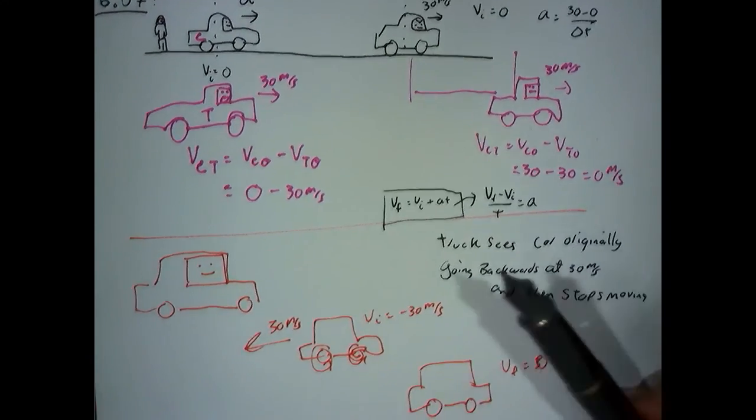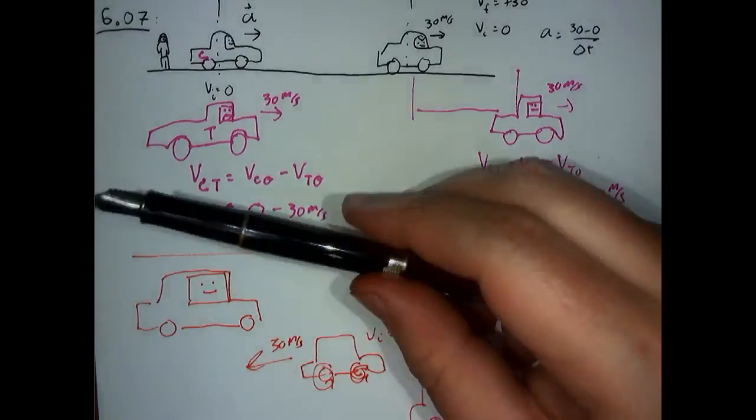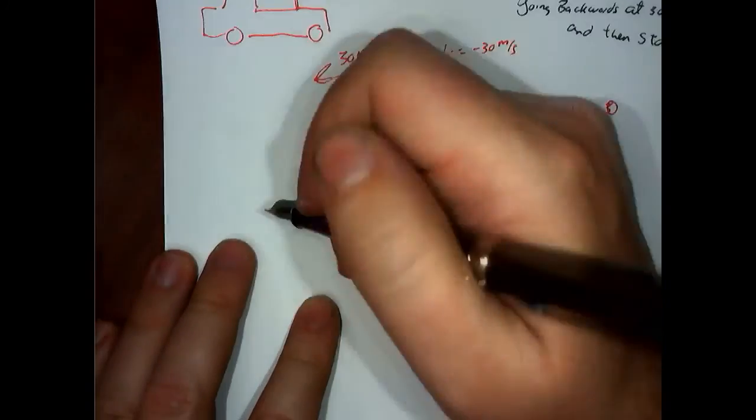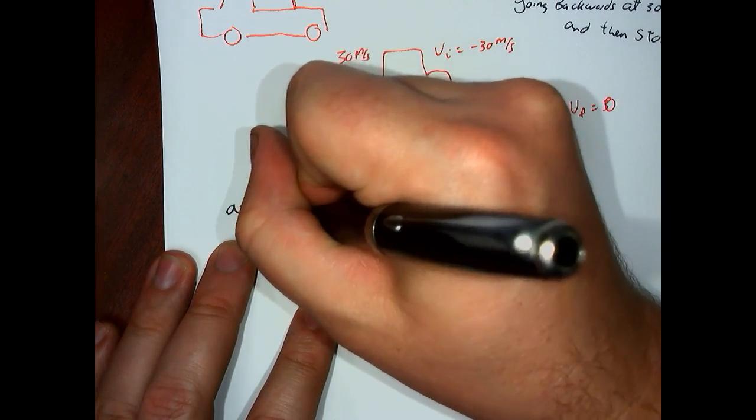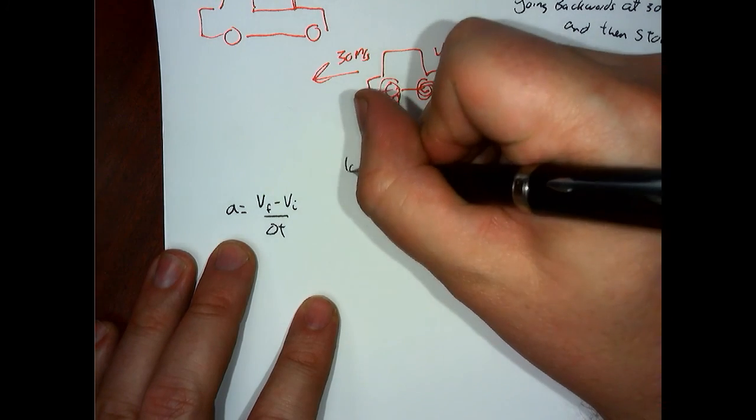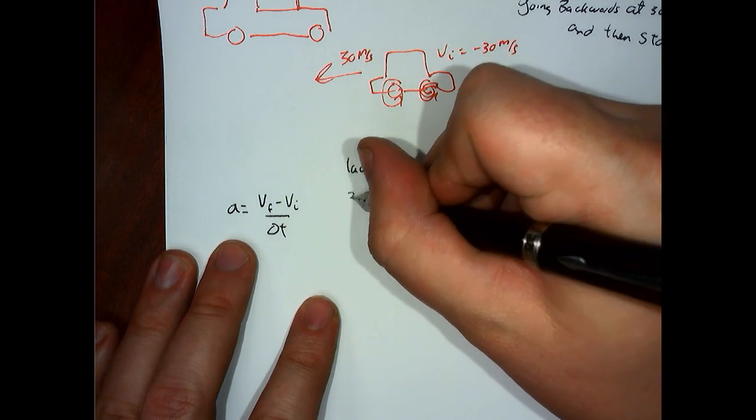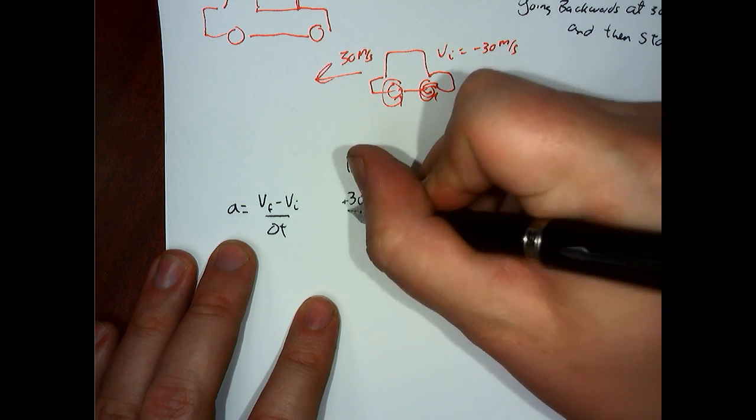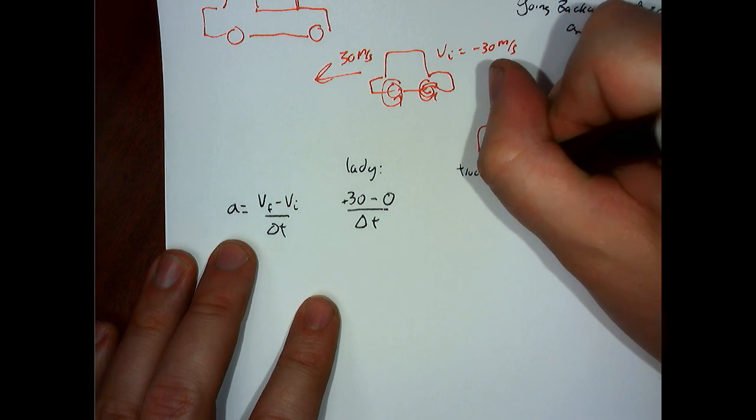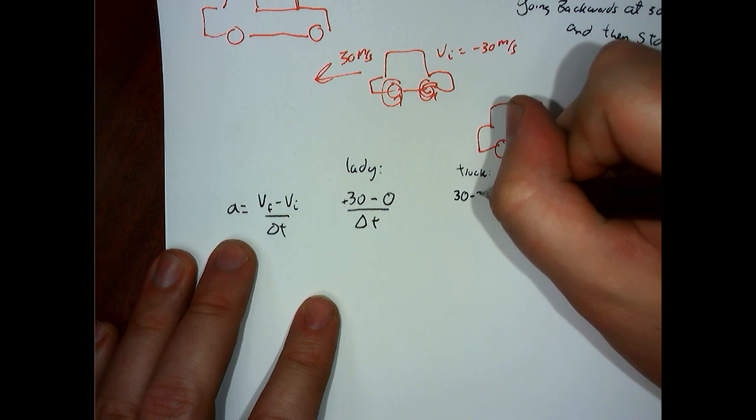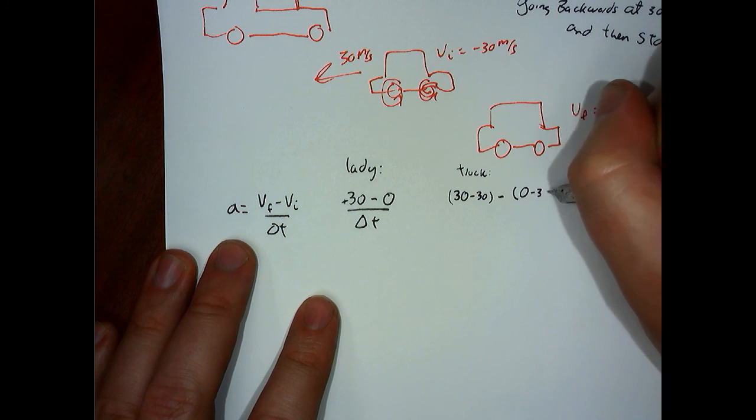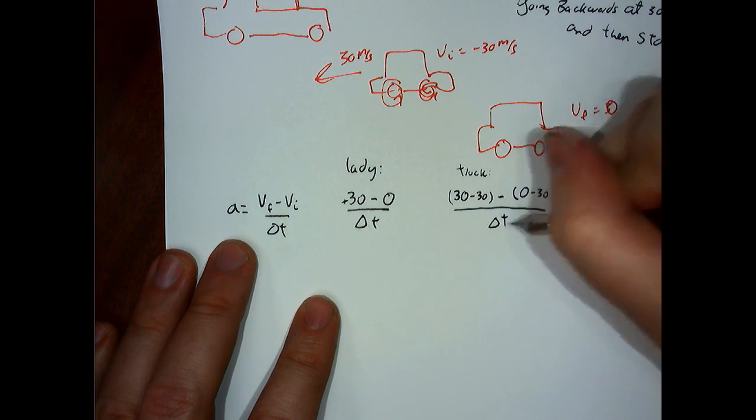So, acceleration. Does the truck see the car have the same acceleration as the lady does? To reiterate what I was just saying, and you couldn't see it on the page, the acceleration is going to be the V final minus V initial divided by the amount of time it took, right? So for the lady, the V final is going to be 30 meters per second. The V initial is going to be 0. I don't know what delta T is. For the truck, V final is going to be 30 minus the truck's velocity. V initial is going to be 0 minus the truck's velocity, divided by delta T.